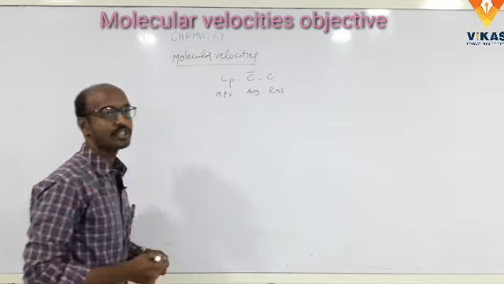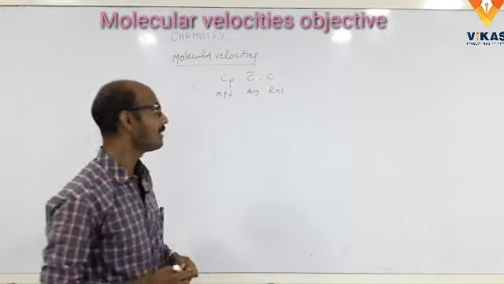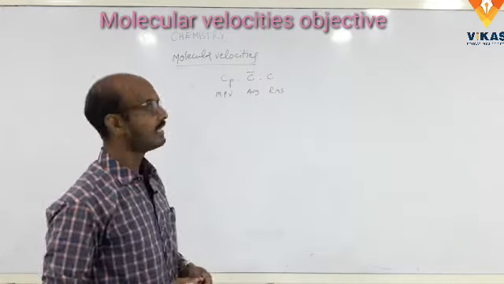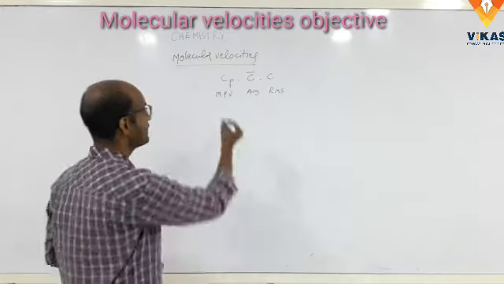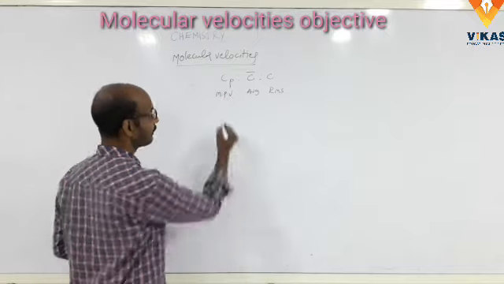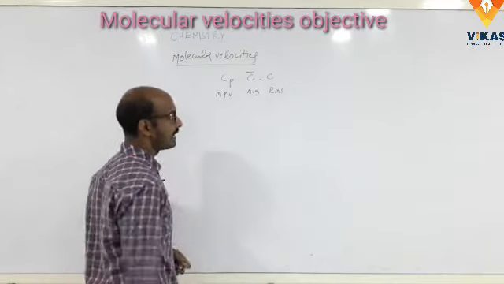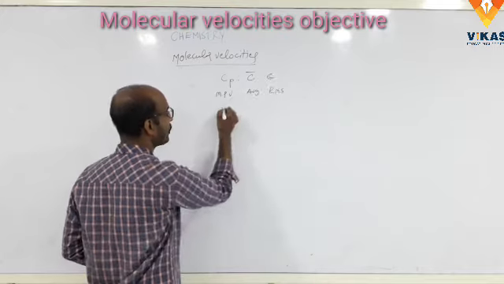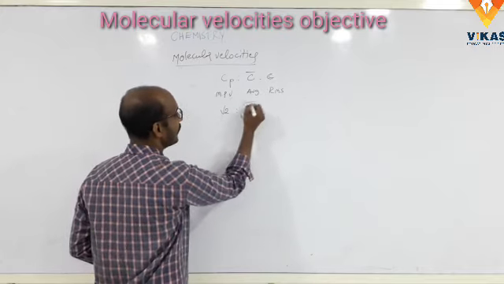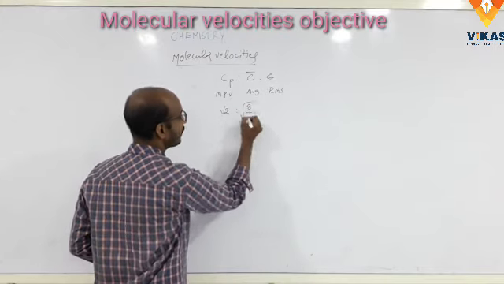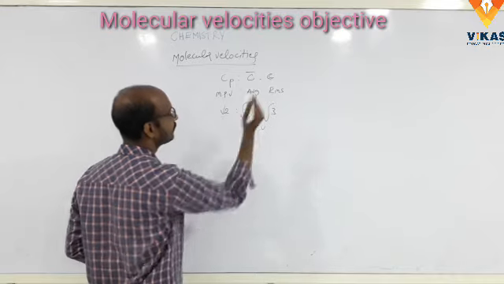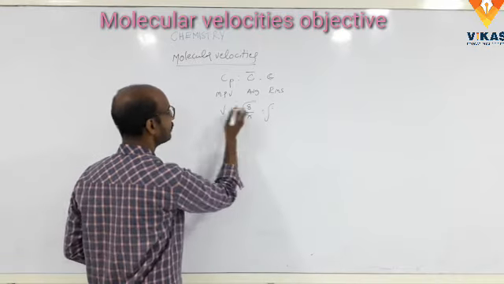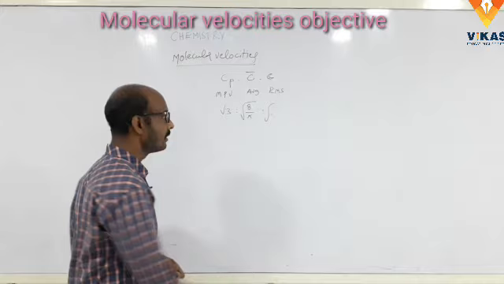What are the definitions of the molecular velocities we know? And next, the ratios between these three velocities: the first is the most probable velocity, the second the average velocity, and the third the RMS velocity. That is root 2 is to root 8 by pi is to root 3.